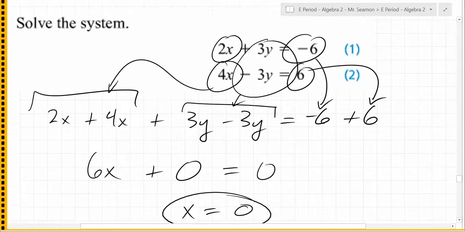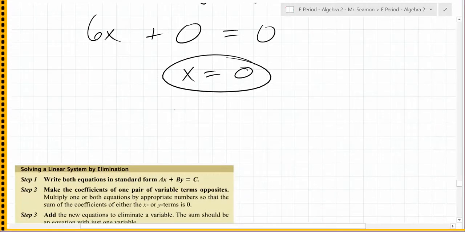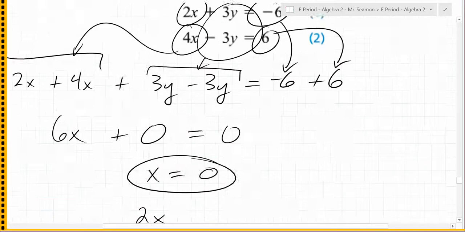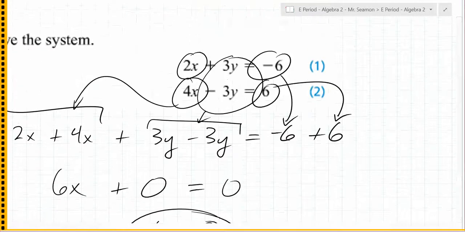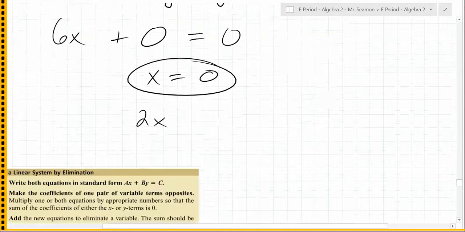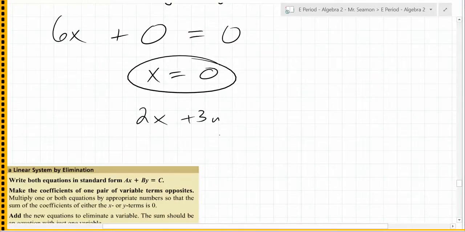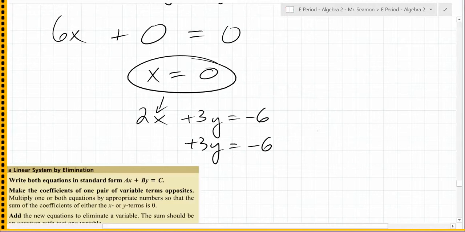Can we solve for y? Yeah, we know in the first equation. Well, no, we don't need to. Look, we just plug it in. We know that 2x plus 3y is equal to negative 6. What do we plug in for x? It's right there. What do we plug in for x? 0. So we have positive 3y is equal to negative 6. What does y equal? Negative 2.